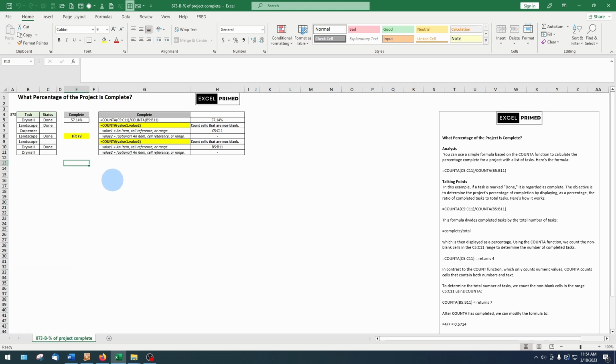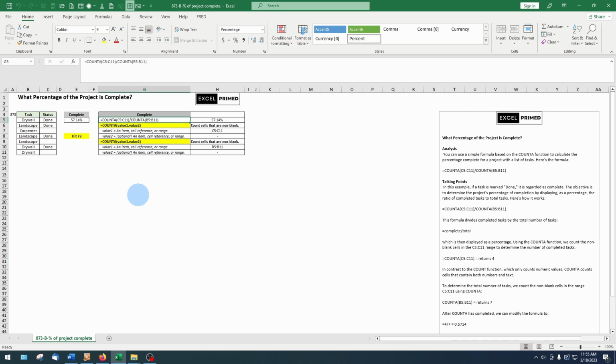What we're going to do is look at what percentage of the project is complete. What we do is look at some information. Let's just say it's a tenant improvement, or there's just a set of tasks that need to be done, and we have to manually input some of this data. Some drywall work and it's done. And we have some other stuff that's done. Well, we can use the COUNTA function to determine what percentage is done.